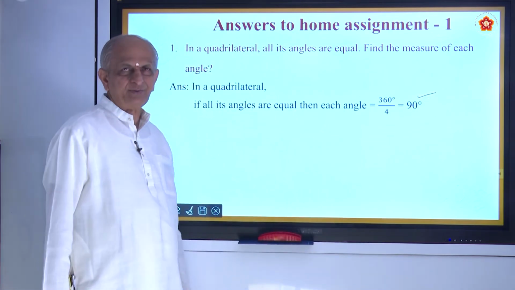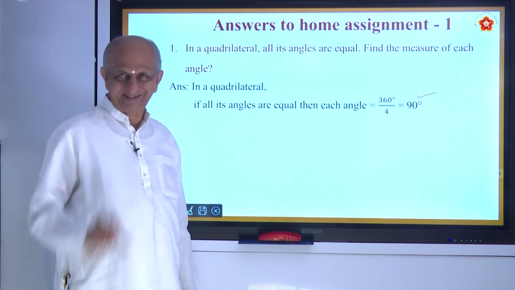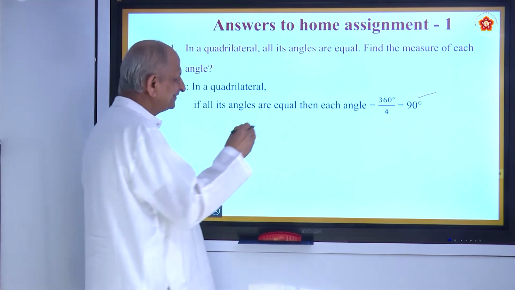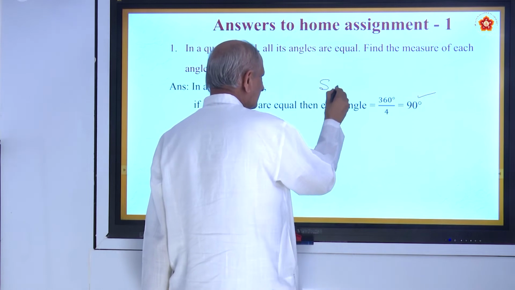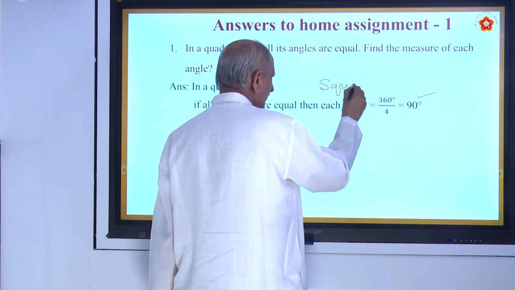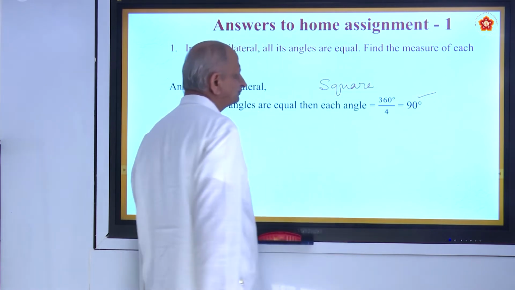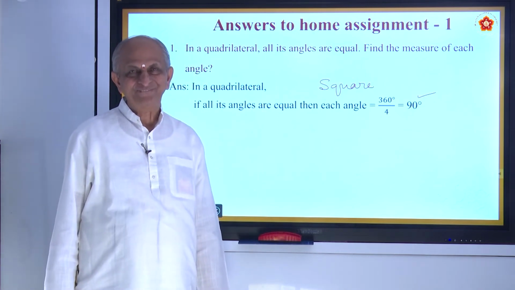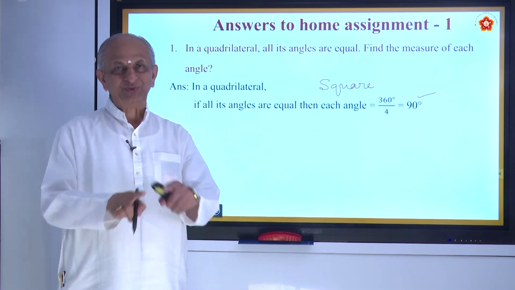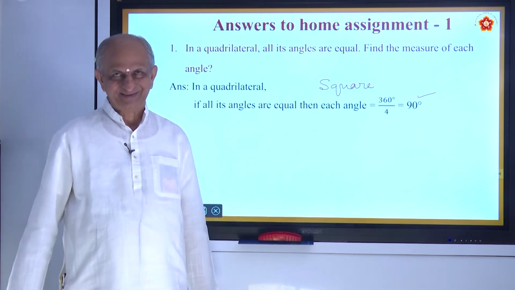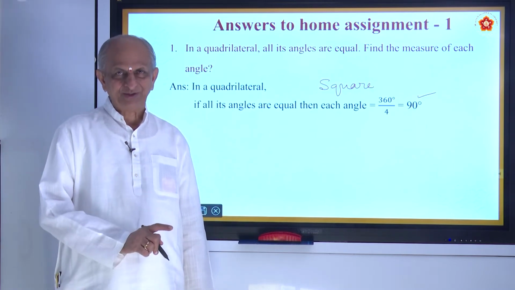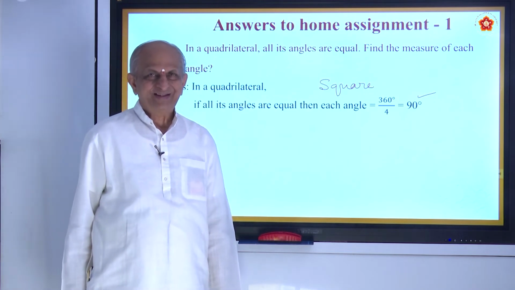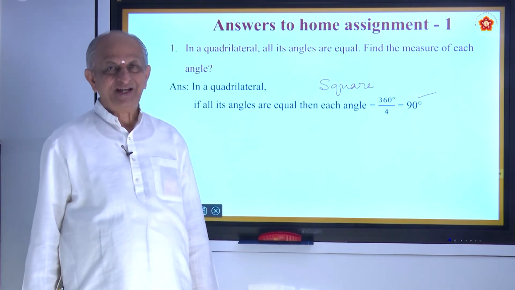Can you name that quadrilateral? Yes, it is a square. So square is a very famous quadrilateral. In daily life, where do you get squares? There will be square tiles in your bathroom. Some of your houses, not all. In bathroom, they are using tiles, no?